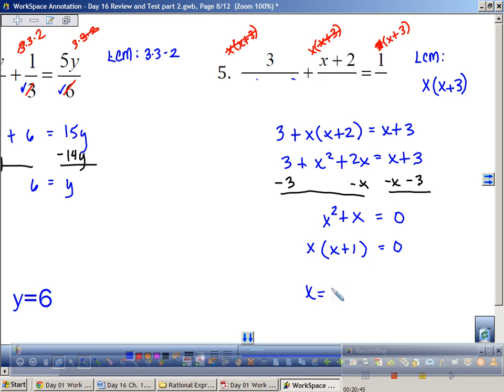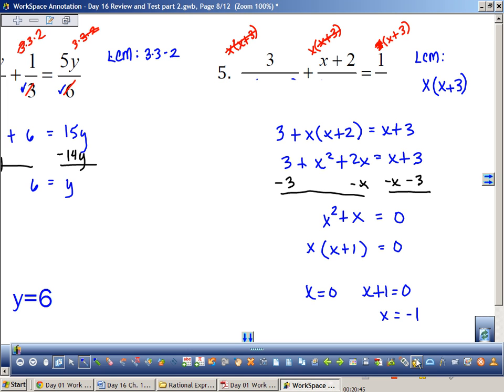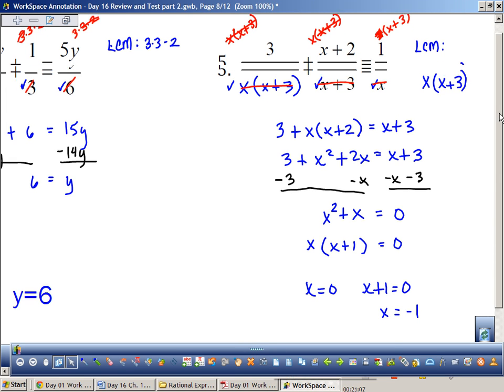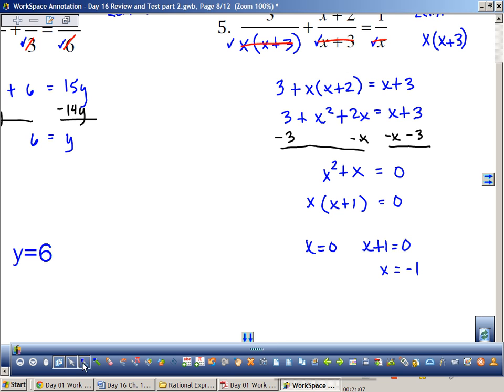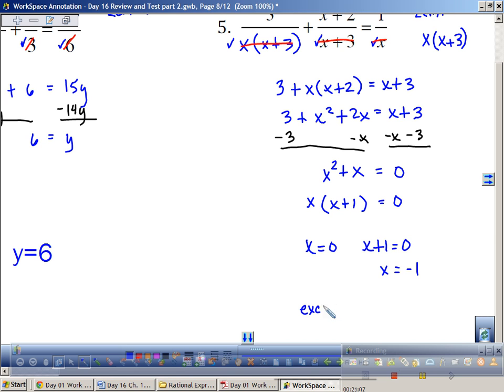Set them both to 0. So X equals 0, and X plus 1 equals 0. So X equals -1. Let's go back. Do I have any excluded values? Yes. What would my excluded values be? Because you subtract 1 from both sides, you get X equals -1.